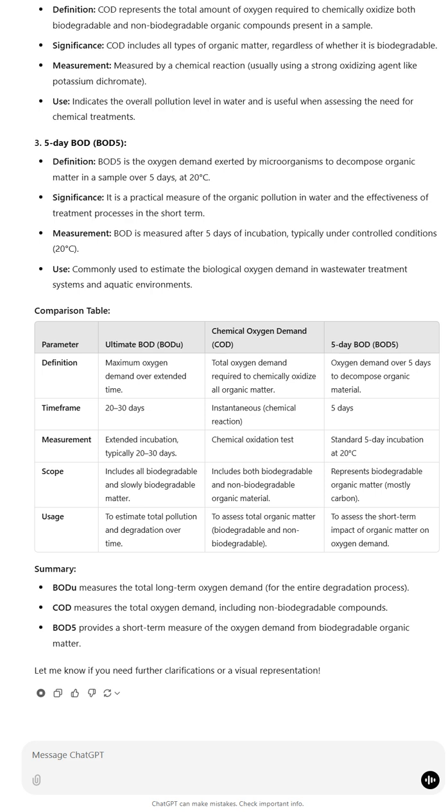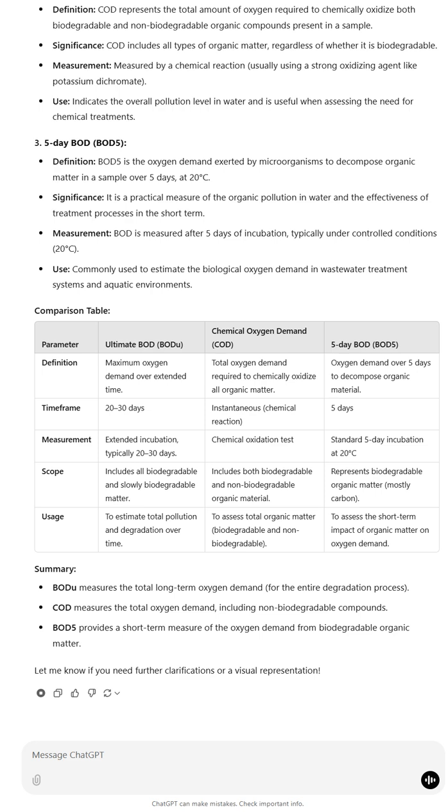Total oxygen demand required to chemically oxidize all organic matter. Oxygen demand over 5 days to decompose organic material. Time frame, 20 to 30 days. Instantaneous chemical reaction, 5 days. Measurement: extended incubation, typically 20 to 30 days. Chemical oxidation test, standard 5-day incubation at 20 degrees Celsius.